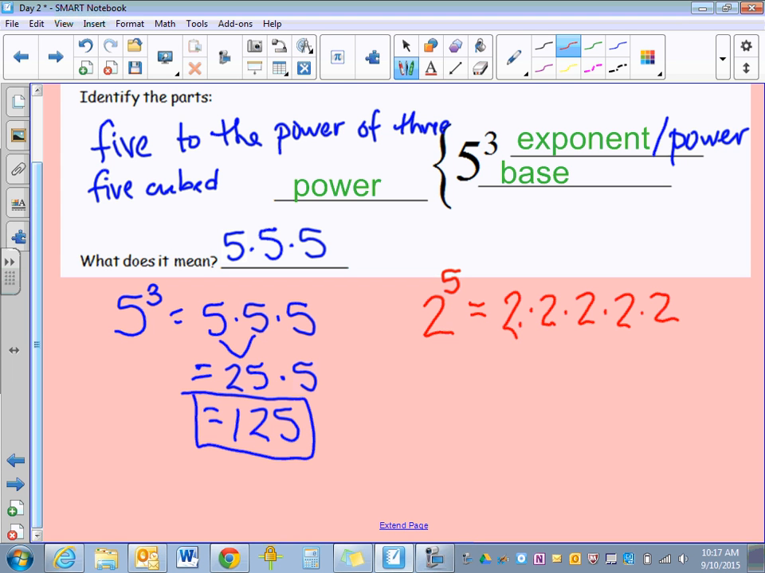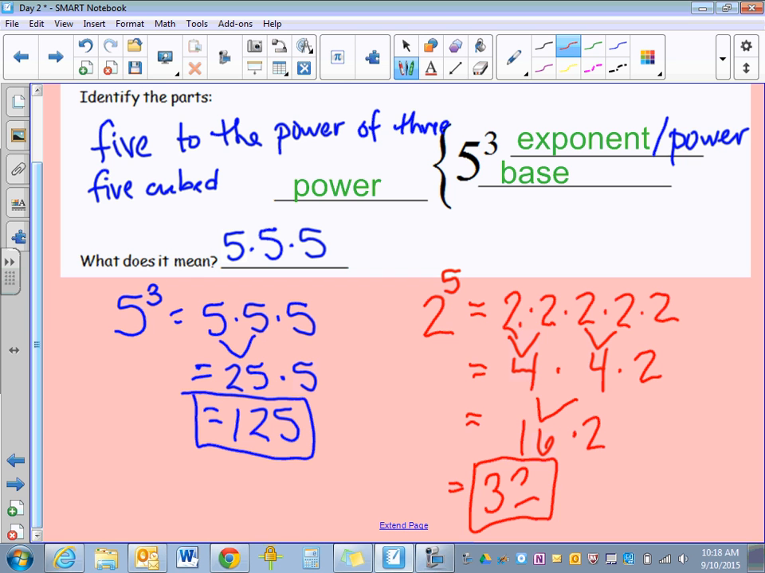Alright, let's go and start multiplying together. What's 2 times 2? 4. We have another group of 2 times 2, which is 4. Alright, and 4 times 4? Abdul? 16. Very good. 16. And 16 times 2. Very good. 32. So 2 to the 5th power is actually just 32. Okay. Questions on this?